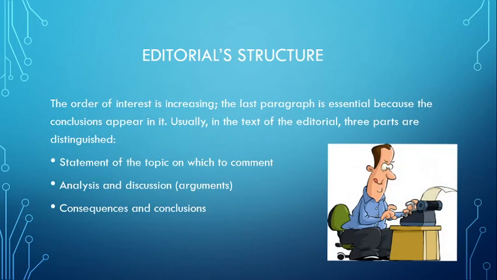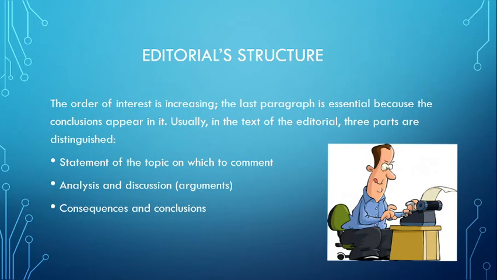So, what does an editorial look like? An editorial follows an increasing order of interest, so each paragraph should get more interesting to the reader. There are usually three main parts. The first paragraph talks about the topic and gives a little background information on it. If you're doing a Meiji newspaper editorial, this would be where it talks about how Japan has changed, the reasons why it's changed, and what Japan used to be like and what it is now.